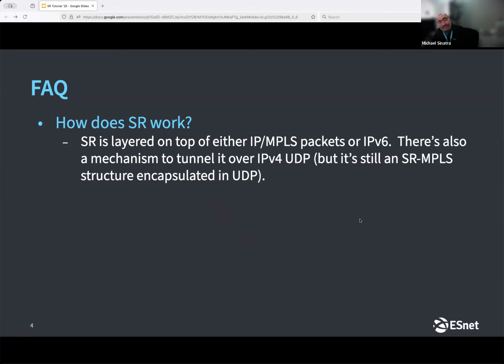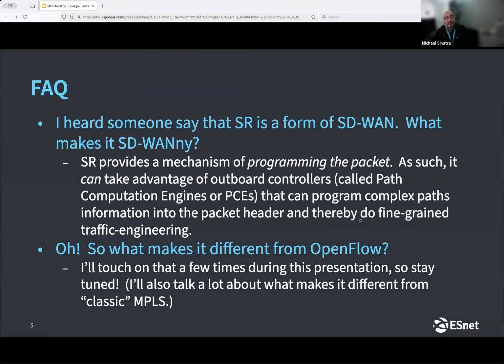How does it actually work? It can be layered on top of existing technology, which I think gives it a real advantage over other mechanisms of network programming and programming packets. We either lay it on top of standard MPLS, basically MPLS encapsulated packets, or we can do it in IPv6 using a standard IPv6 extension header. It's just a type of routing extension header for IPv6, and that's called SRv6. The version that we're looking at is called SR-MPLS.